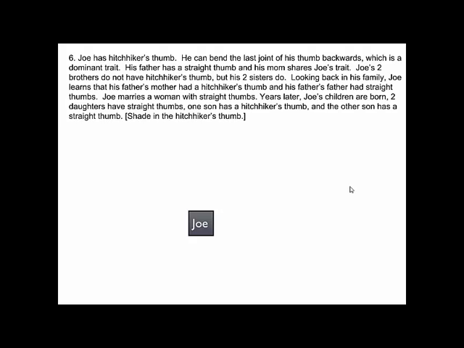So you're going to need to reread it, know which people go in which generations, which ones have the trait, which ones don't. So this one's a little more challenging.